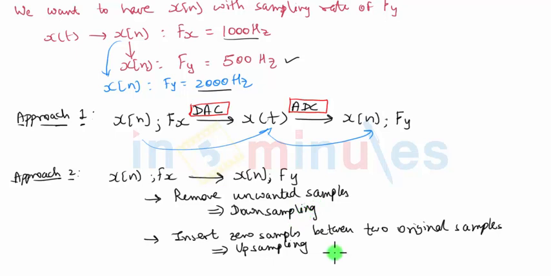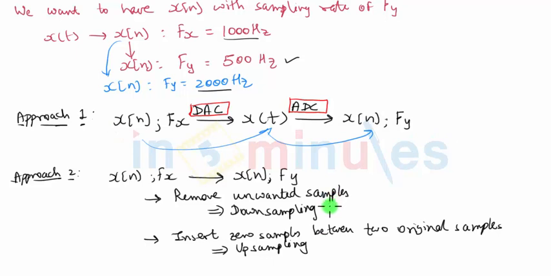So we are now ready to answer the first question. What is multirate DSP? Multirate DSP is nothing but an approach in which we increase or decrease the sampling rate of the signal by simply carrying out downsampling or upsampling. And this is approach 2, something that we just now discussed. You don't have to go through the analog domain.